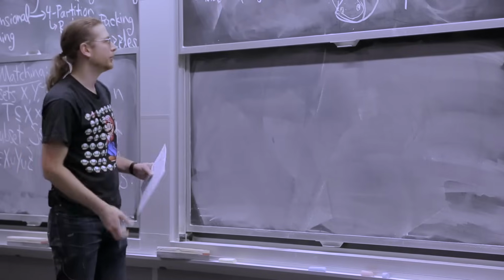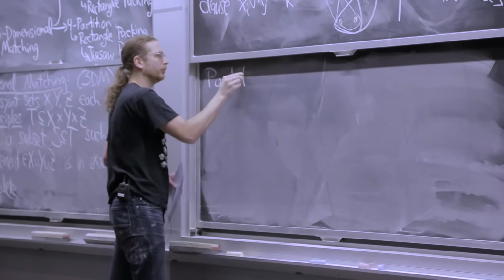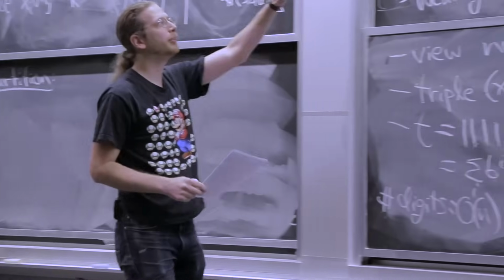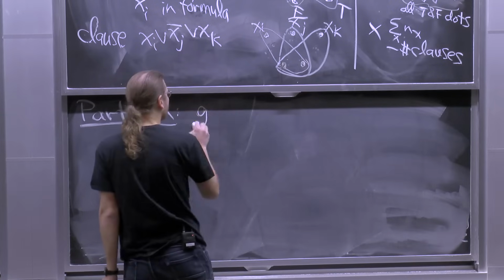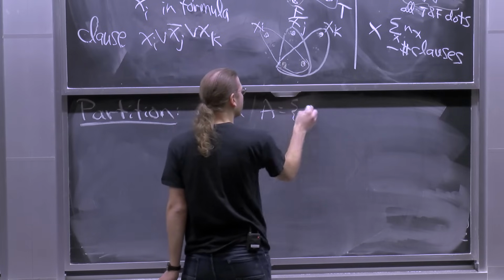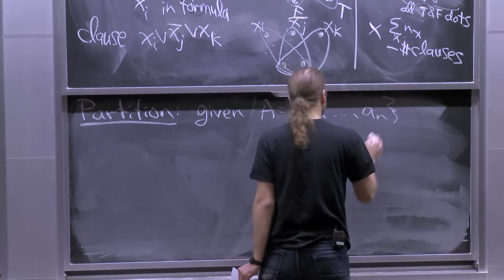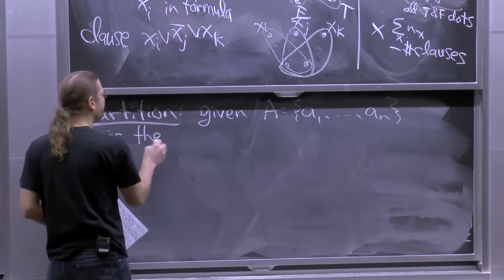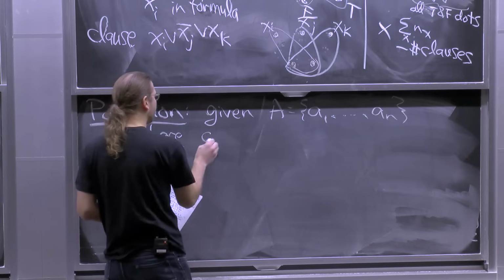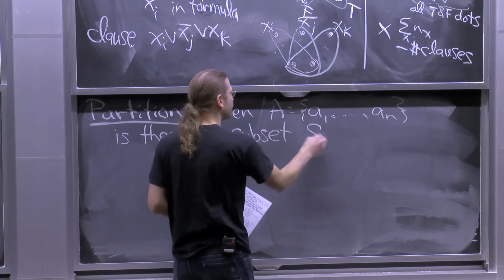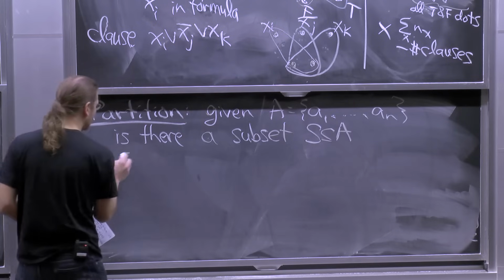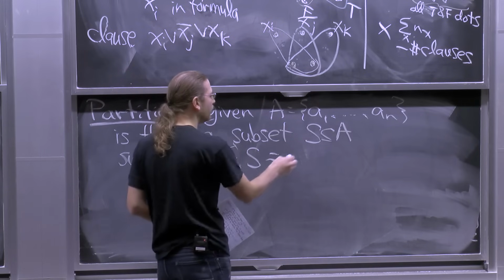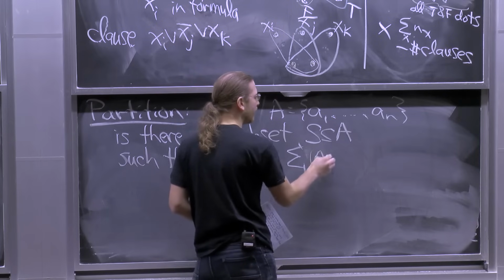Let me tell you about another problem. Partition. So partition is pretty much the same setup. I'm given n integers. Let's say they're positive. And I want to know, is there a subset? I'm not given a target sum t. Target sum is basically forced. What I would like is the sum of all the values in S to equal the sum of all the values not in S. That's A minus S.